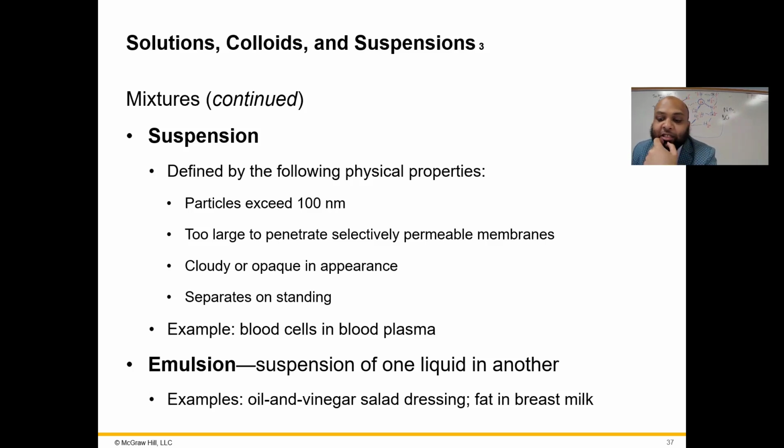So an emulsion is the suspension of one liquid in another. Examples are oil and vinegar salad dressing and the fat in breast milk. Fat is liquidy in breast milk, and that's called the colostrum. And that's what the baby drinks. If you look in a baby bottle, it's not white milk like the one in the store. It's a little bit yellowish because of the colostrum fat.